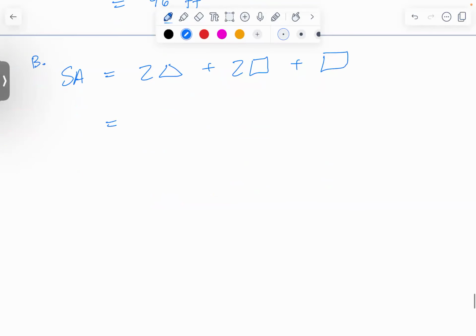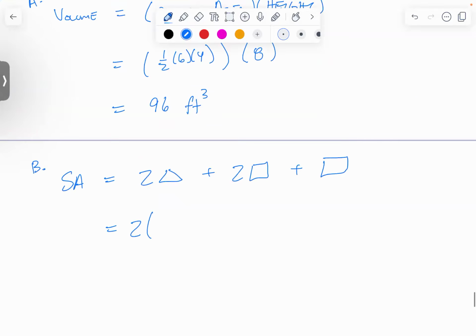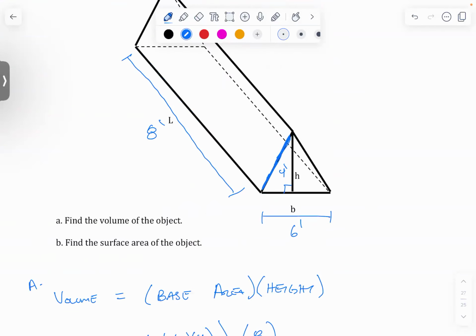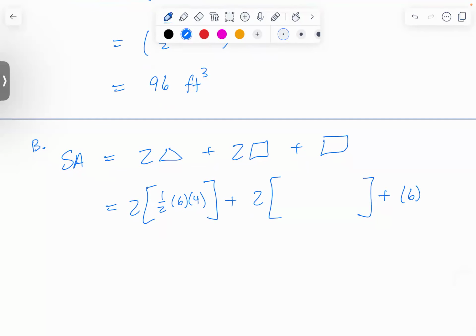Okay, so let's plug in the easy stuff. The triangles: 2 times 1/2 base times height, triangles that we already found. Plus two more complicated ones that we're going to deal with in just a minute. But the last one is actually pretty easy. The bottom rectangle is literally 6 by 8. So there's not much to do on that one. So notice we already did quite a bit. We did the easy stuff and busted through that pretty quick.